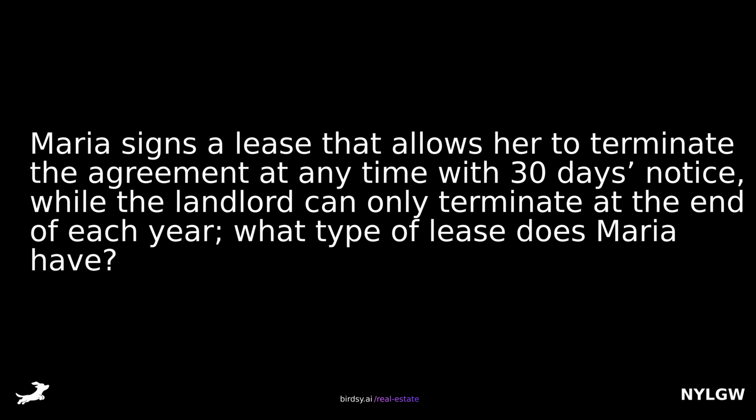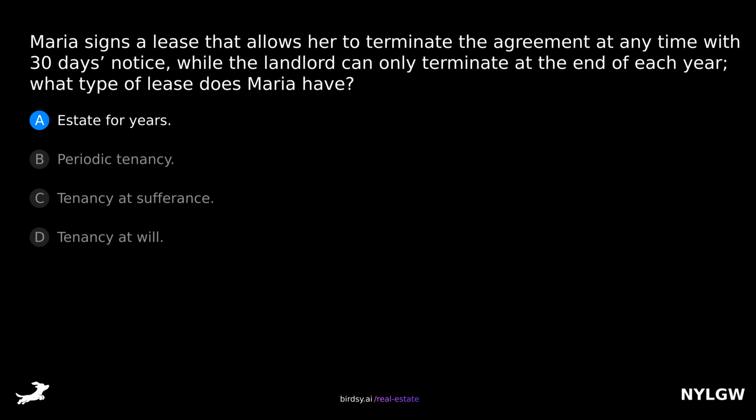Maria signs a lease that allows her to terminate the agreement at any time with 30 days' notice, while the landlord can only terminate at the end of each year. What type of lease does Maria have? Is it A. Estate for years, B. Periodic tenancy, C. Tenancy at sufferance, or D. Tenancy at will? The correct answer is D.